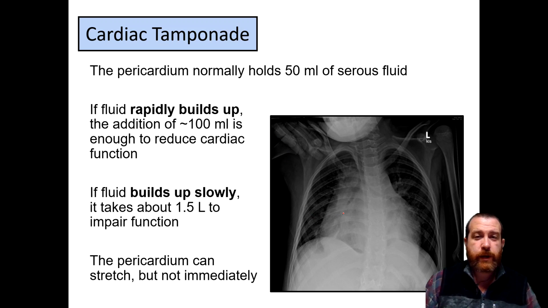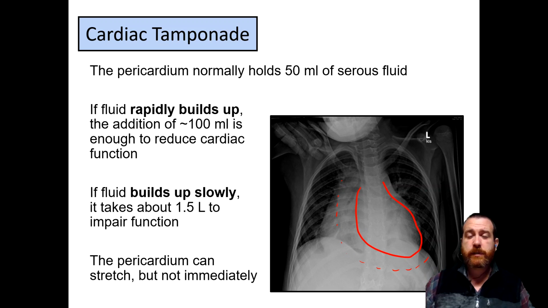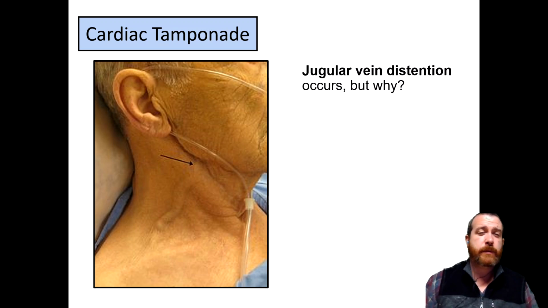This is a pretty characteristic X-ray of a tamponade patient, right? Your heart is supposed to be taking up about this much space, right? So the fact that the heart is so hyper expanded is a sign that the pericardial sac is so full of extra fluid.